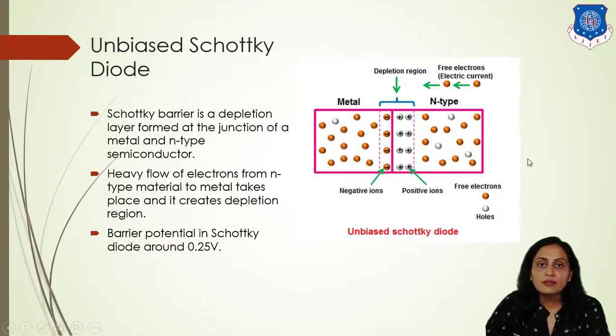Now we will see the unbiased Schottky diode. This is a metal side, this is the N side, and we have not applied any external bias. That is why some of the depletion region is created. Now what happens?